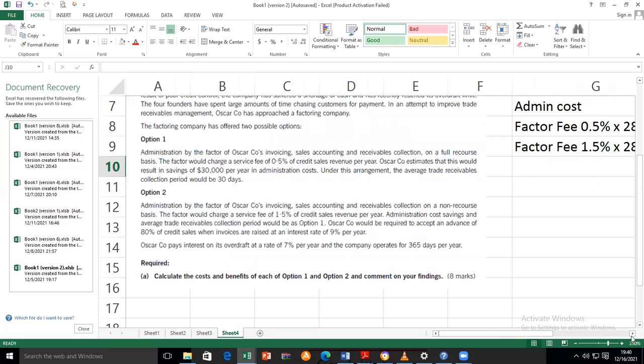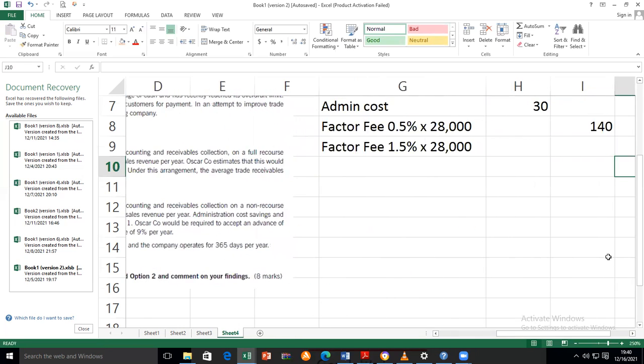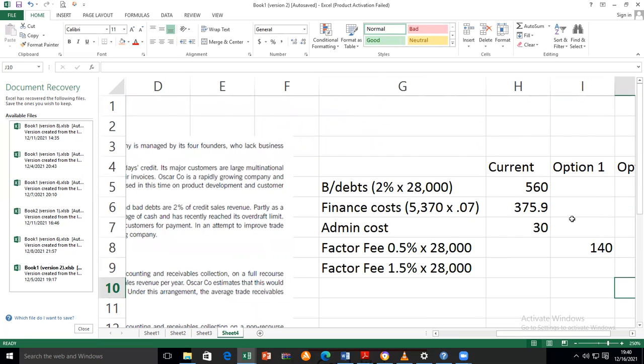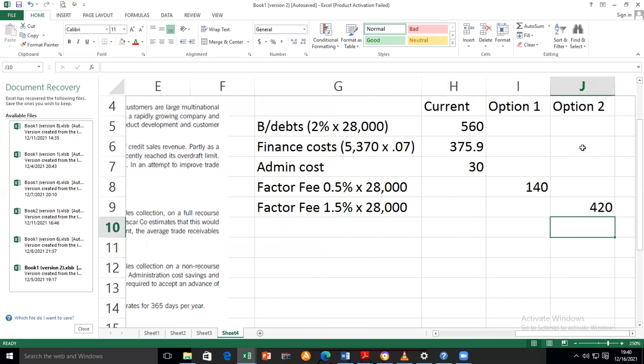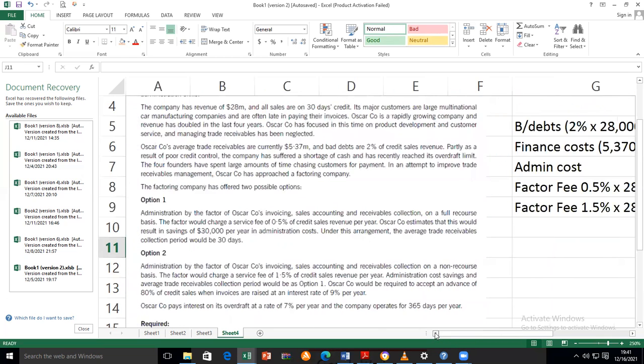So we need to talk about the bad debts. What will happen to bad debts? Here, the bad debt is going to disappear. There's no bad debt to the company, so it's no longer a cost under this one. Okay. On option 1, all of that continues. Why? They say on a full recourse. So it means that they'll continue to charge us. Now we need to check whether there's going to be reduction in the bad debt.